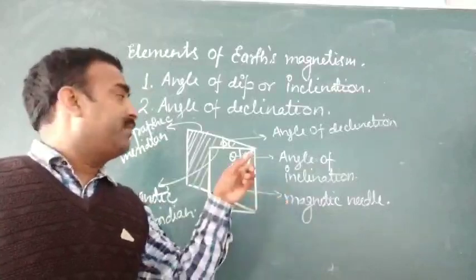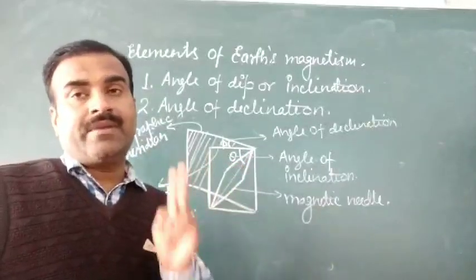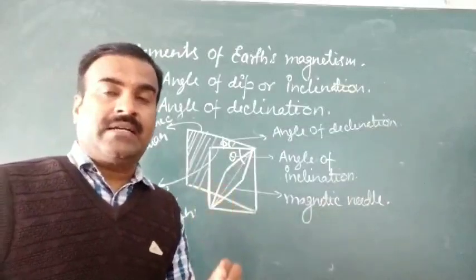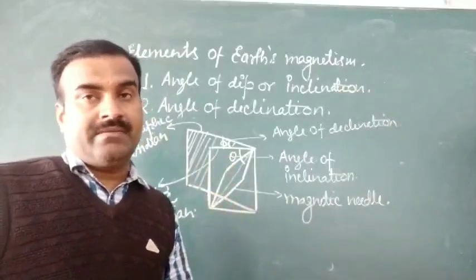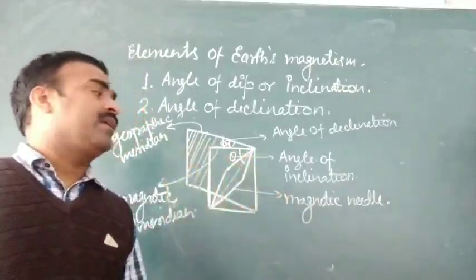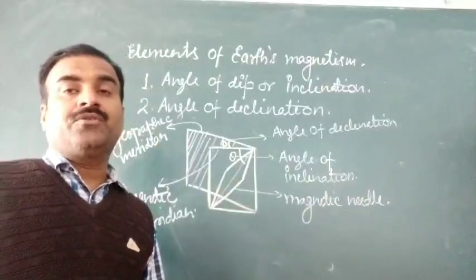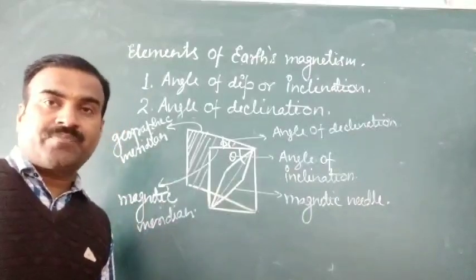If we divide the angle of inclination into two parts, then we will get the horizontal component of Earth's magnetism as well as the vertical component of Earth's magnetism, both we will get.